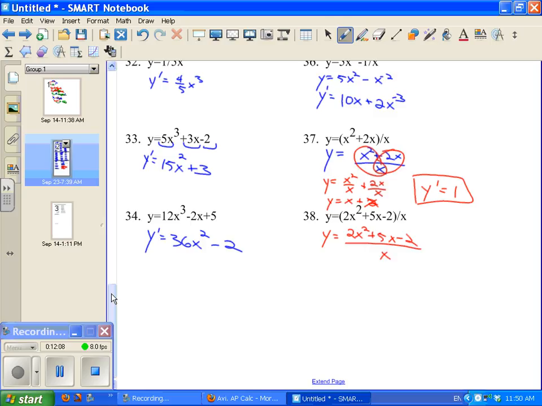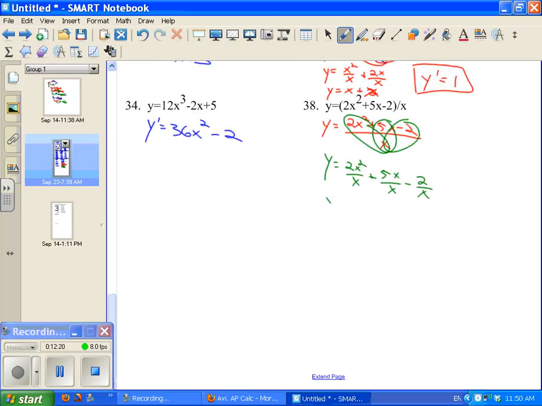You can do the same thing on that one and break it up into 3 new pieces. So I'll get y equals 2x squared over x plus 5x over x minus 2 over x. What's the first piece simplify to? 2x. And this one is just 5. And the last is 2 over x. How can I get this to something that I can take the derivative of?